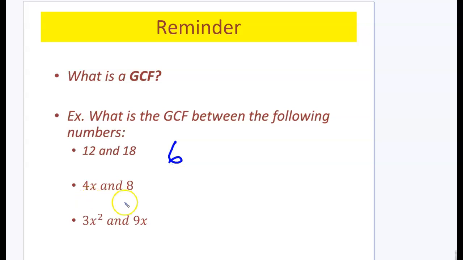If I was to look at 4x and 8, the greatest common factor would be 4. And if I look at 3x squared and 9x, well, I can divide 3 into both of these terms. I can divide an x, so it would be 3x.